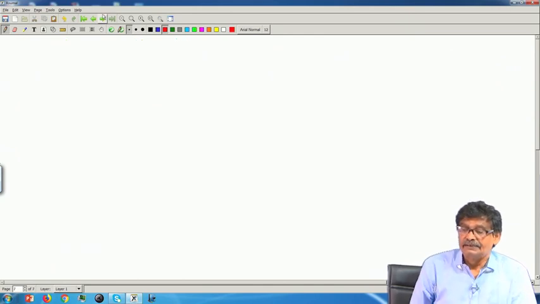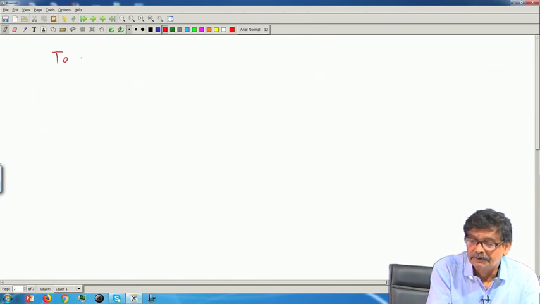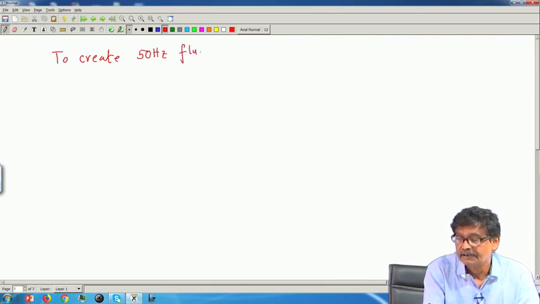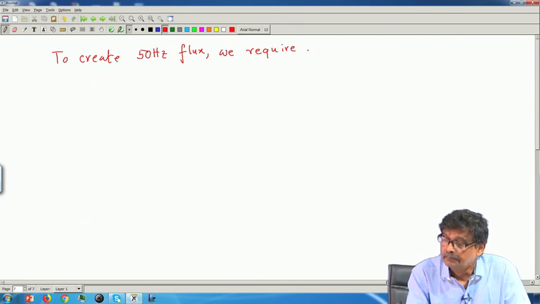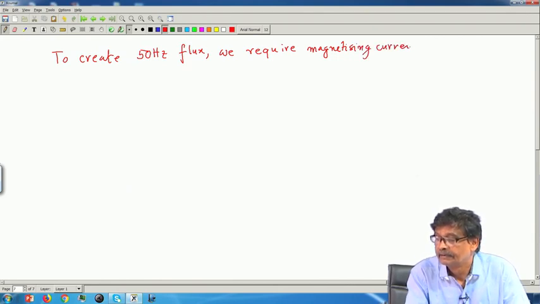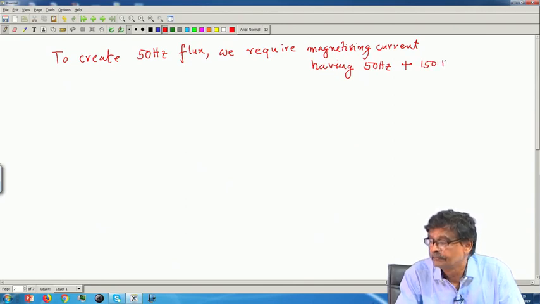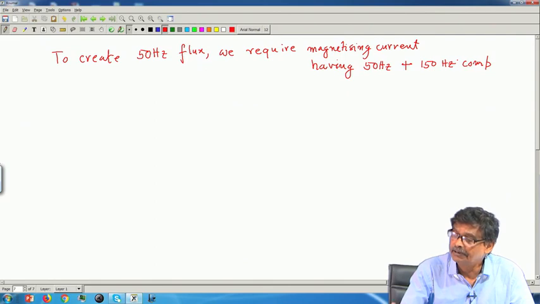So, in summary I will say that to create 50 hertz flux in the core, we require magnetizing current having a 50 hertz fundamental component plus a 150 hertz component. Amplitude I am not telling, a little will be required for the 150 hertz, the majority will be the fundamental.